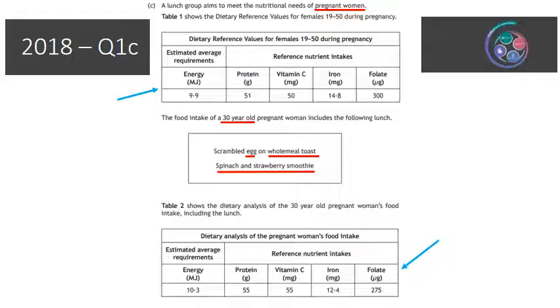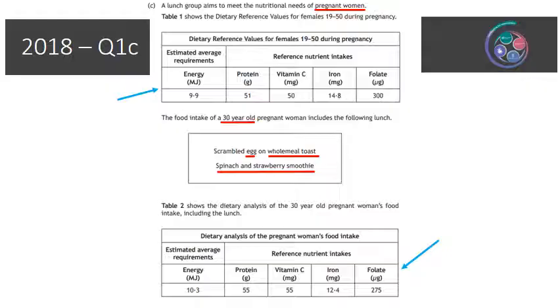An example of an Analyse question can be seen in 2018 paper question 1C. This may be similar to a DRV question that you may have had at National 5 level. These are usually evaluate questions at National 5 level, but at higher level it requires you to analyse. So the key things we need to look at here are the fact that this is for a pregnant woman. She is 30 years old and the food she is consuming is scrambled egg on wholemeal toast, spinach and strawberry smoothie.